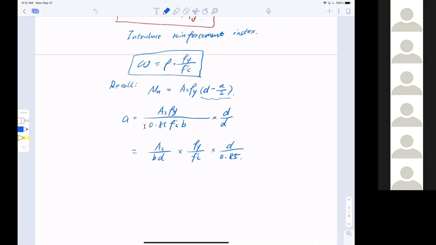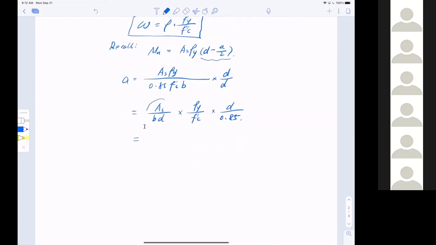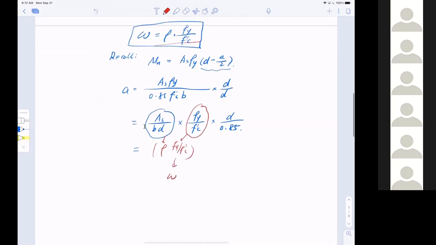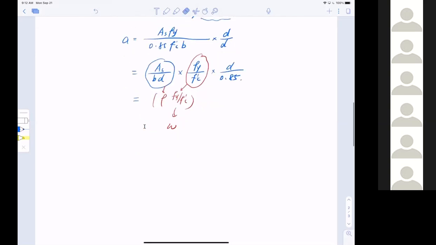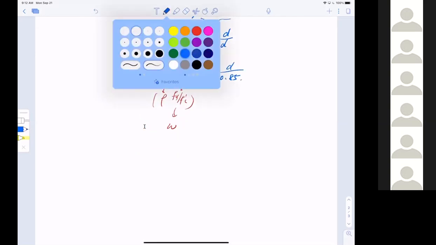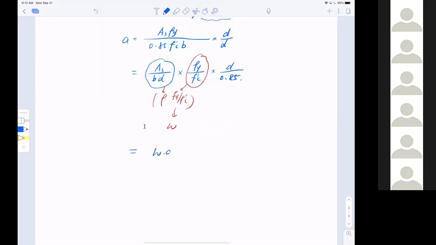Okay, and I put all these numbers in. This is basically the reinforcement ratio, rho, right? And this is the Fy over F prime C, but this whole thing is basically omega, right? So a reinforcement index right here. Essentially, I get omega D divided by 0.85, and that is the effective depth.